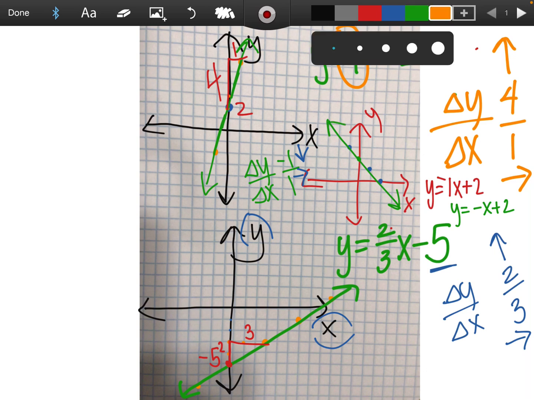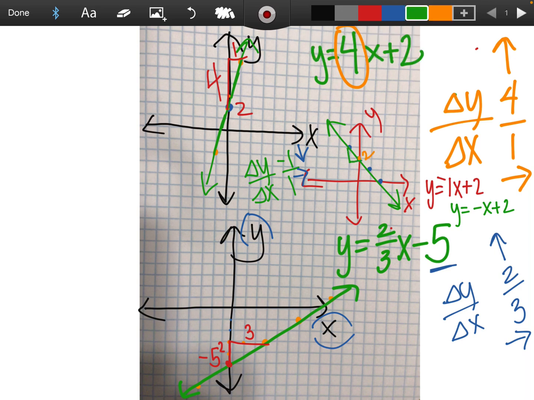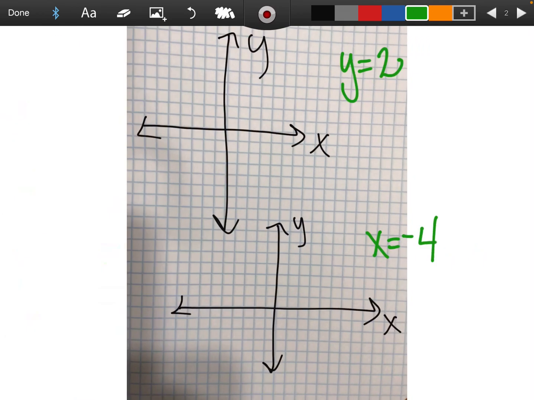All right, so because this is a negative 1 over 1, that means I'm going to go down 1 and then 1 to the right. So I'm going to go down 1, 1 to the right, down 1, 1 to the right. I could also go backwards and go up 1 and 1 to the left. I'm going to go ahead and connect my ordered pairs here and verify again that my line is starting at 2, which it is right here, and that my slope triangle here is down 1 over 1.